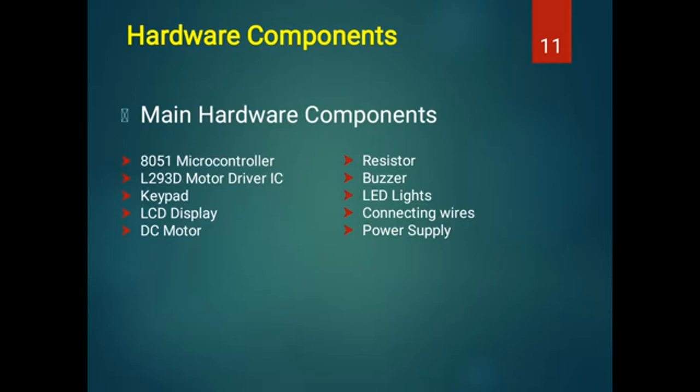A 4x4 matrix keypad is used to enter the password. The main function of the 16x2 LCD display is to show the text generated by the microcontroller. The DC motor is the main mechanical device which opens the door by rotating in the forward direction after getting a signal from the microcontroller. A buzzer is used to make an alarm for a wrong password.